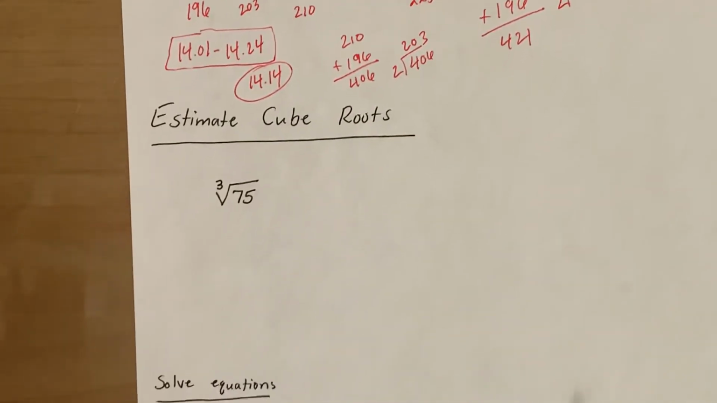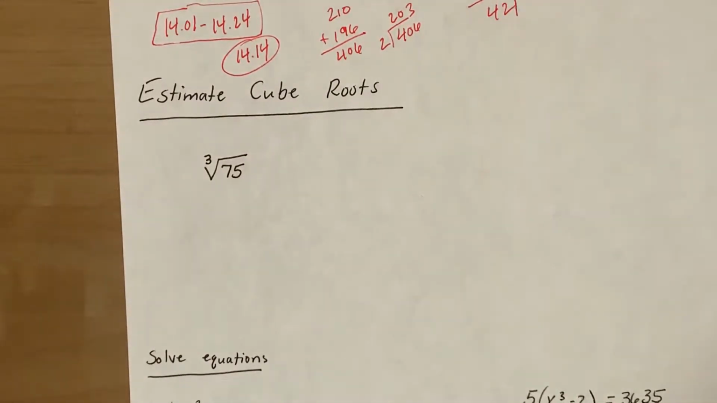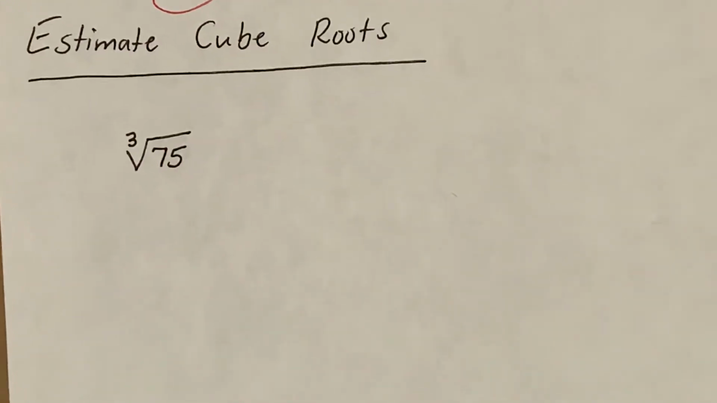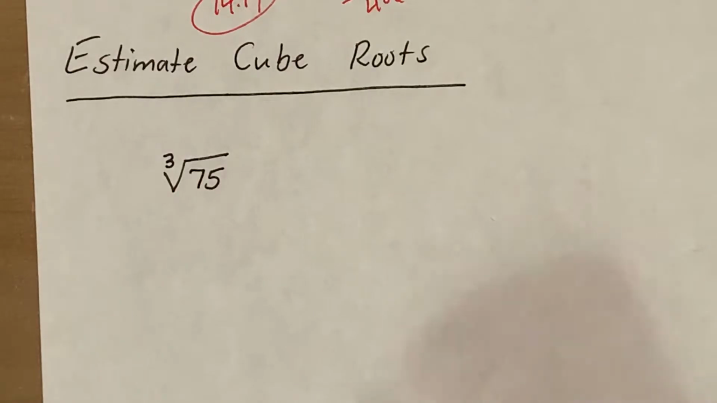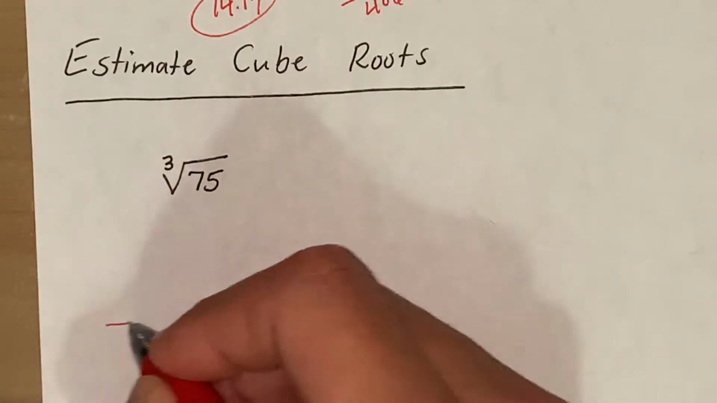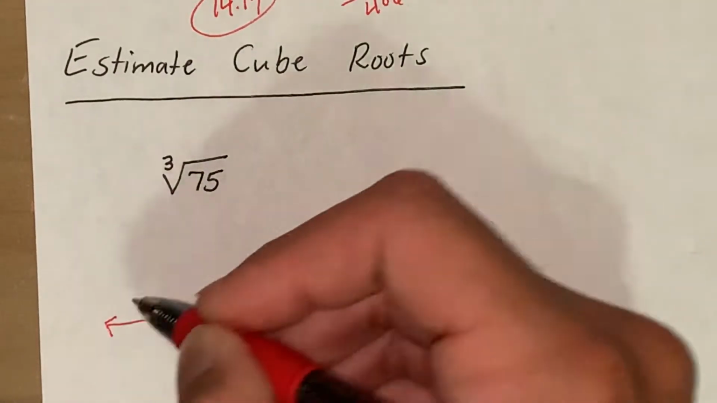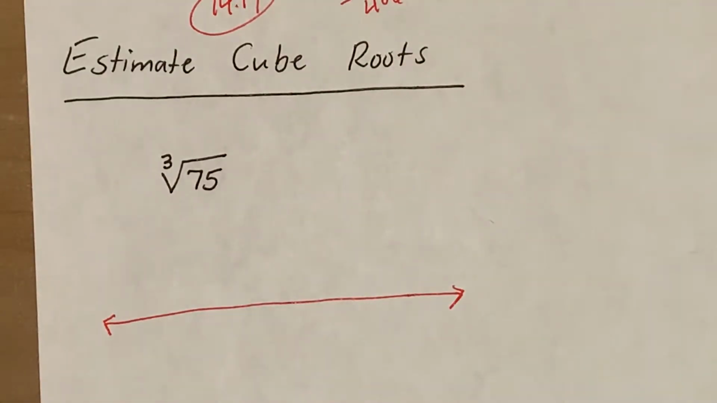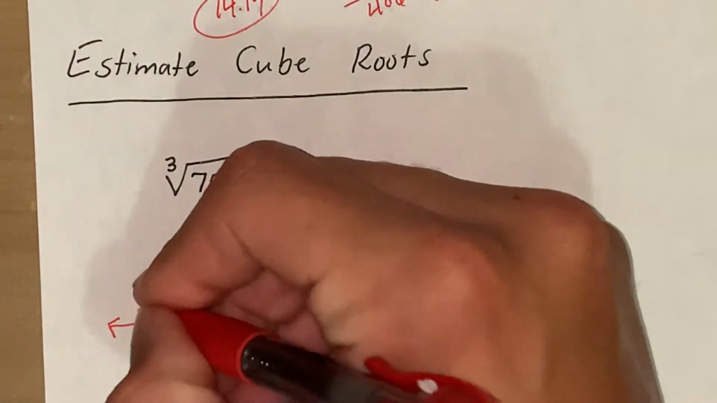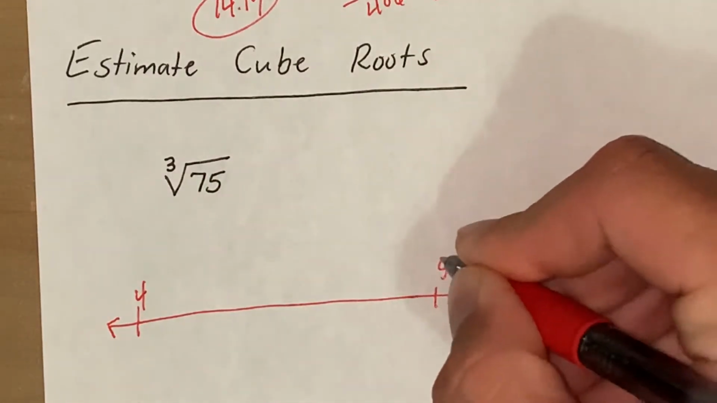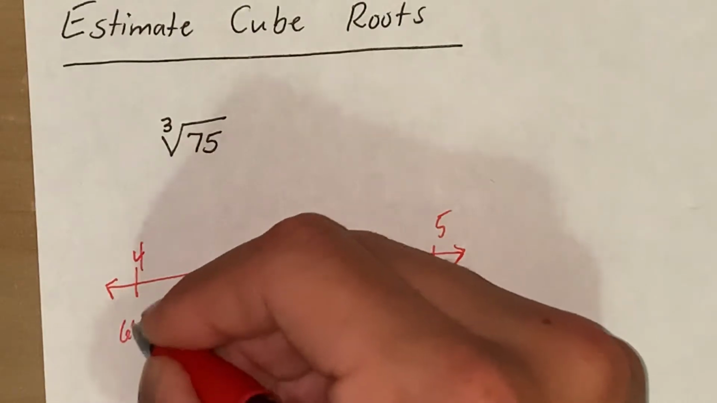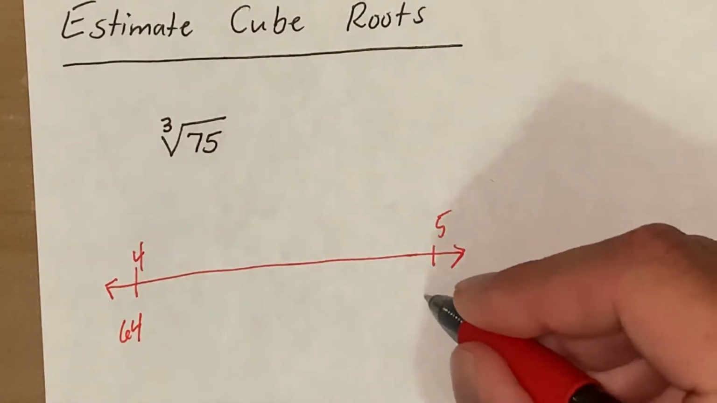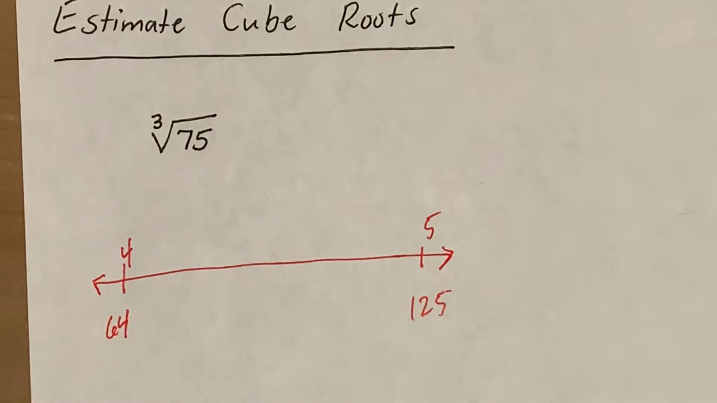Okay, so now let's do the same thing, but with a cube root. Okay, so for a cube root, we're going to make the same number line, but we are going to think about our cube roots instead of our square roots. So number line. All right, so the cube root of 75 is going to be between 4 and 5. Okay, so now what's 4 cubed? Right, 64. 5 cubed, 125. All right, so 75 is between 64 and 125.